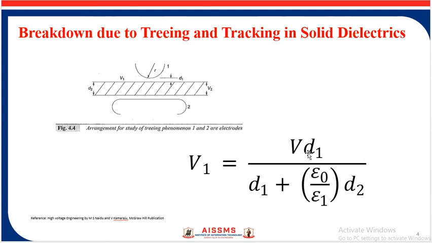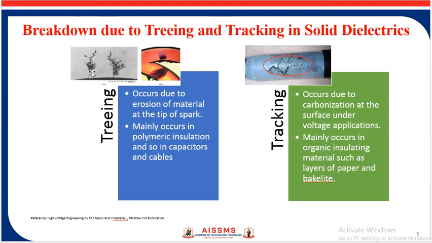V1 is equal to V into D1 upon D1 plus epsilon 0 upon epsilon 1 into D2, where V is the applied voltage, since epsilon 2 is greater than epsilon 1. So most of the voltage appears across D1, the air gap. Sparking will occur in the air gap, and charge accumulation takes place on the surface of the insulation. Sometimes the spark erodes the surface of the insulation, and therefore you get something like this.